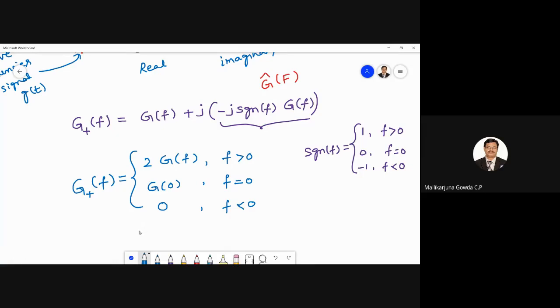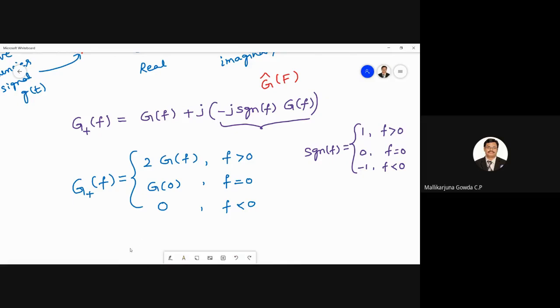Yes, can I interpret like that? The pre-envelope of the signal for positive frequencies will be equal to what? 2 times the Fourier transform of the signal g of t, right? So looking at this expression, what I can say is it is eliminating or removing the negative frequency component of the original signal, and it retains only the positive frequency component of the signal with twice the magnitude.